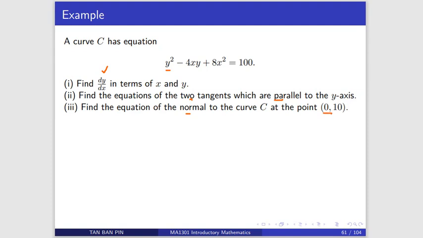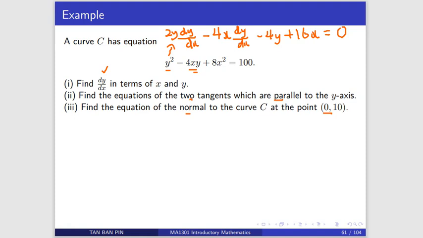First, you try to find dy/dx. So you differentiate. Differentiating y squared will give you 2y dy/dx. The 4xy term will give you minus 4x: keep x, differentiate y to give dy/dx; keep y, differentiate x to give 1, so we don't need to write it. Differentiating x squared gives 2x, so that gives 16x. Differentiating the right hand side constant gives 0.